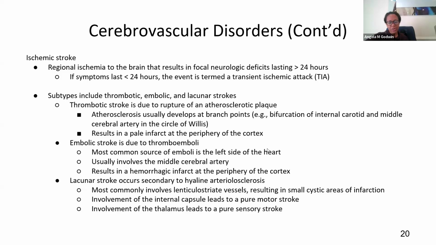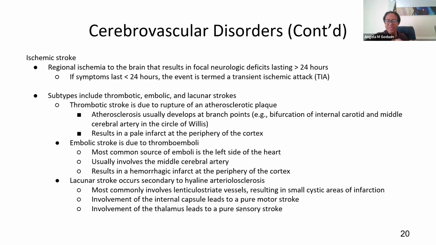And then a lacunar stroke is usually due to, we've talked about this many times, hyaline arteriosclerosis. If you guys remember that, so diabetes, hypertension, right? That poor vascular flow, changes in hypertension due to proteins embedding within the vessel, causing the vessel to be weak. These usually happen in smaller vessels within the brain. So we call them lenticulostriate vessels. And again, that's usually more within the brain tissue.